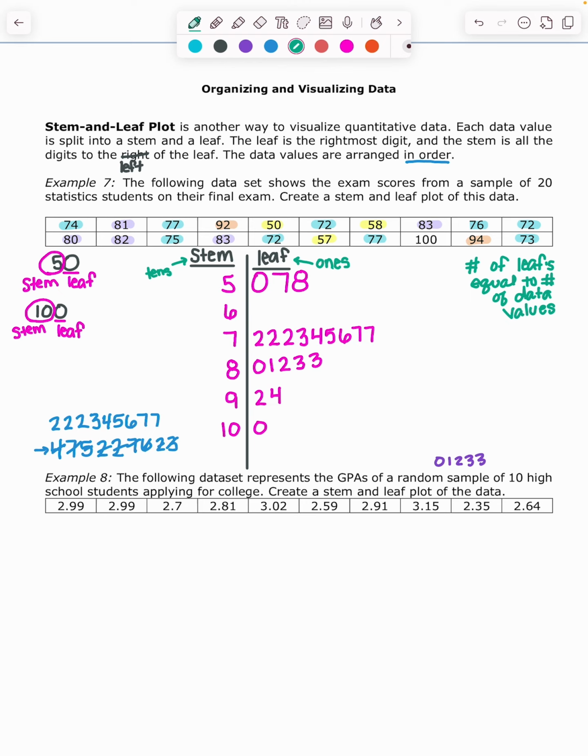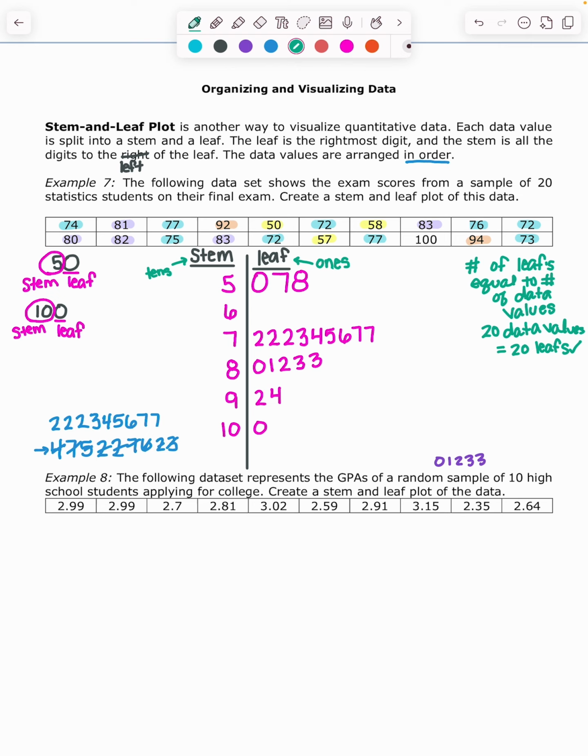So this says we had 20 statistics students. So we have 20 data values. That means we should have 20 leaves on our stem and leaf plot. So 1, 2, 3, 4, 5, 6, 7, 8, 9, 10, 11, 12, 13, 14, 15, 16, 17, 18, 19, 20. Woohoo! I didn't miss any. I didn't do an extra one anywhere. That can happen, especially with these 3 2s for the 72. That can happen a lot.